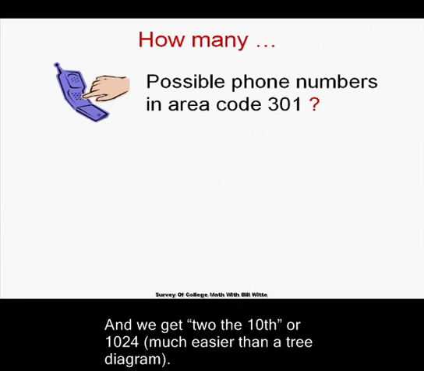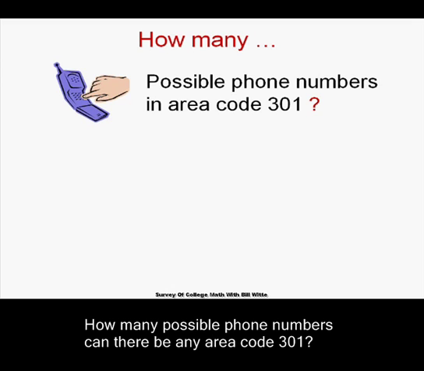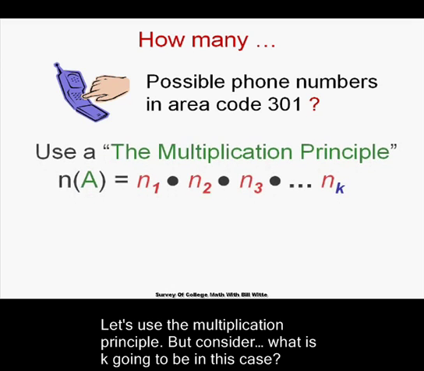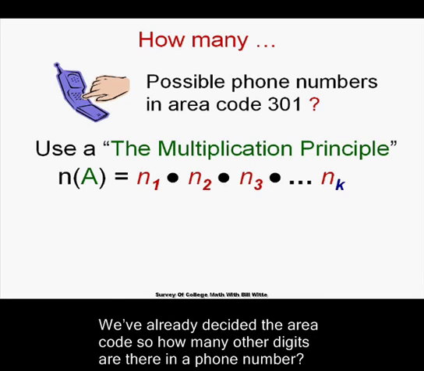For instance, how many possible phone numbers can there be in area code 301? Let's use the multiplication principle. Now consider, what is k going to be in this case? We've already decided the area code, so how many other numbers are there?